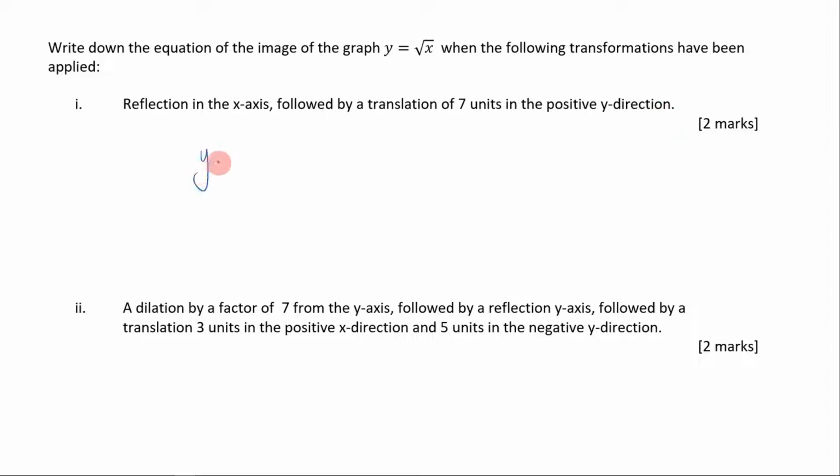So we're starting with y is equal to the square root of x. And then we're told that we're going to do a reflection in the x-axis. That means we put a negative in front of the whole thing. Then followed by a translation of 7 units in the positive y direction. That just means you plus 7 to the whole thing. And just like that, we're done. We move on. All right, the next one.